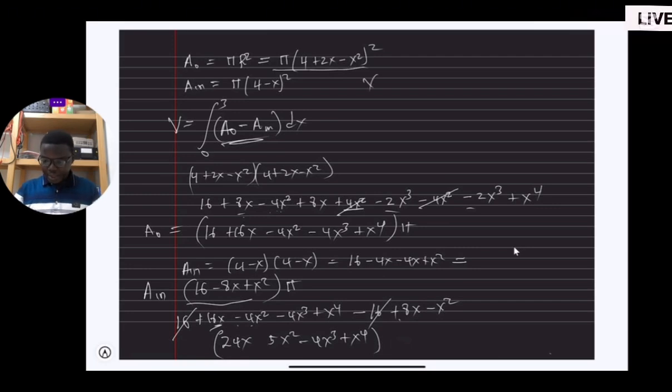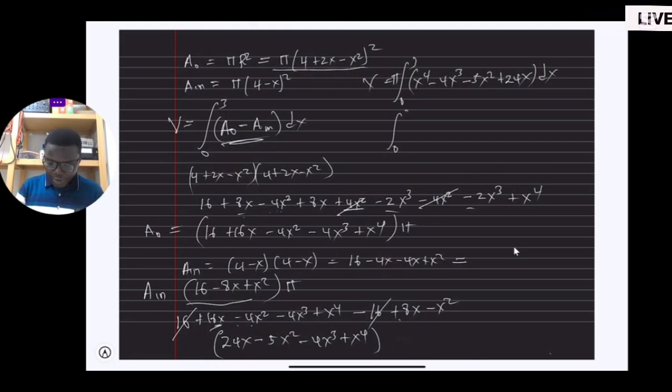After expanding everything, we are going to get the volume to be the integral from 0 to 3 of x to the power 4, then minus 4x to the power 3, then minus 5x to the power 2, and then plus 24x. Don't forget that we have pi here, all of them with respect to x, from 0 to 3.